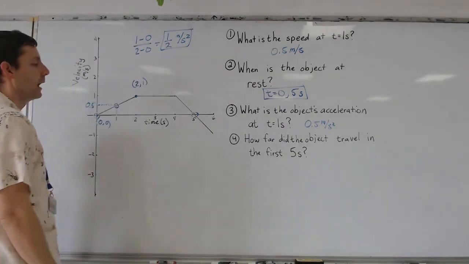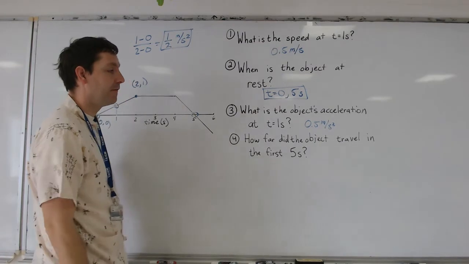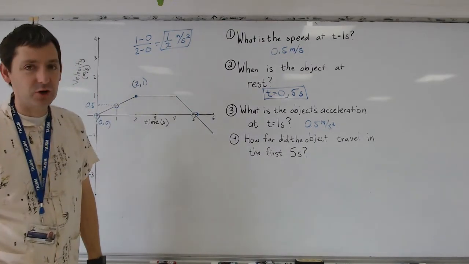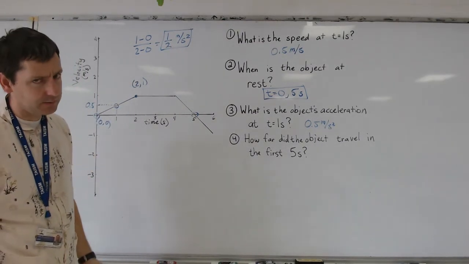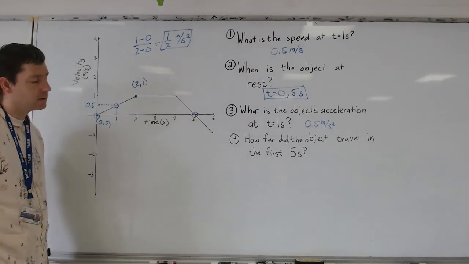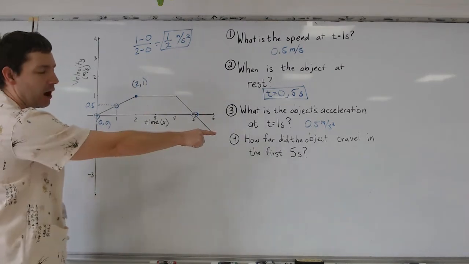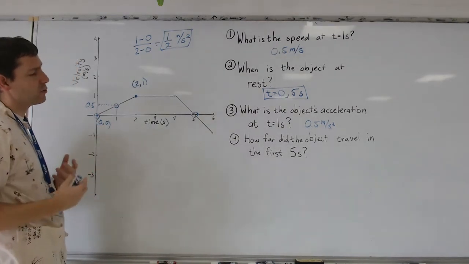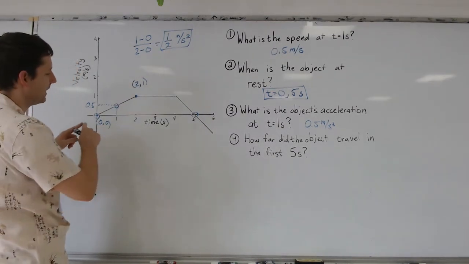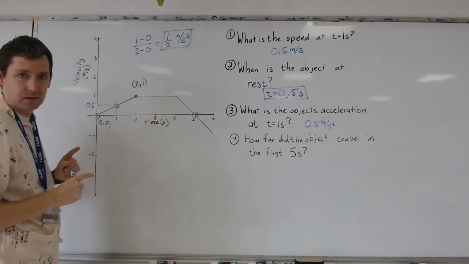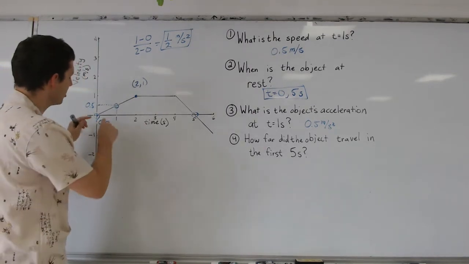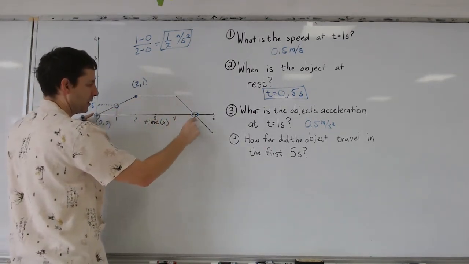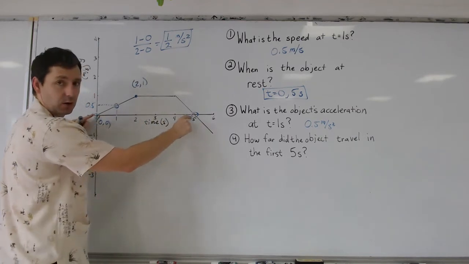Okay? Next up, question number 4. How far did the object travel in the first 5 seconds? Now, we haven't talked about this one yet. This is a little bit different. Okay? The way that we get how far is distance, right? So the way that we get how far is we find the area. We find the area under the graph. So between the graph here and 0.